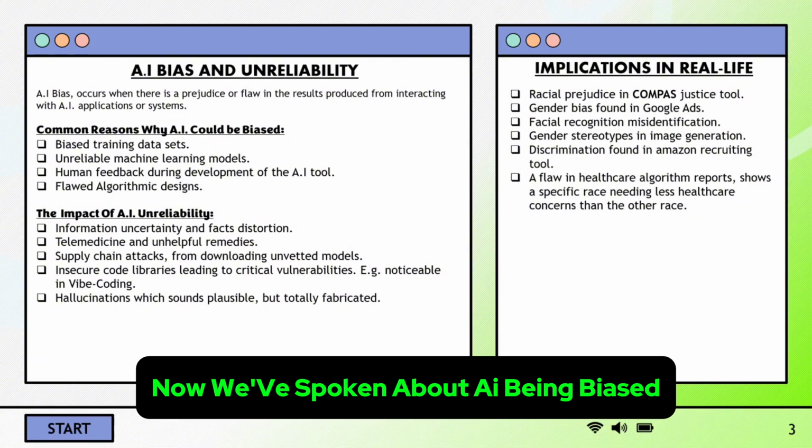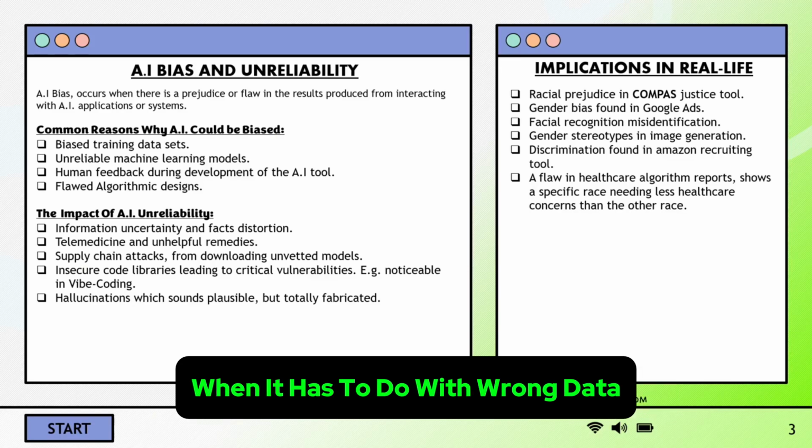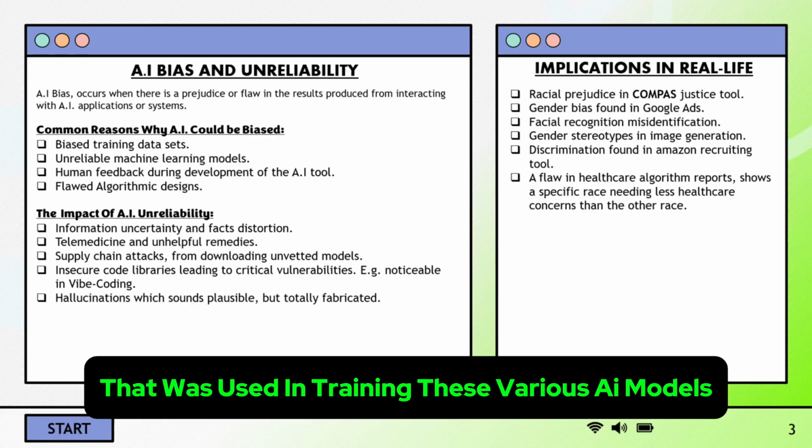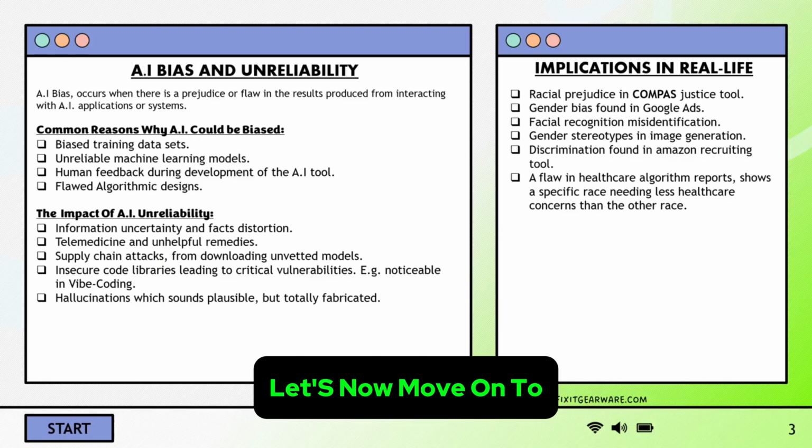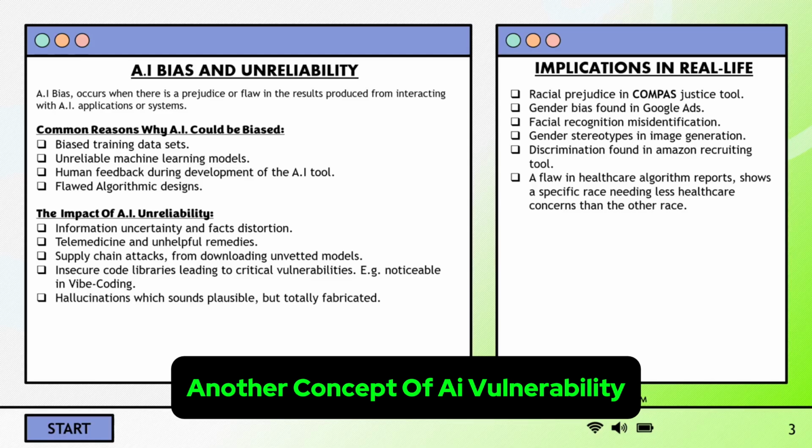Now we've spoken about AI being biased and the unreliability of AI when it has to do with wrong data used in training these various AI models. Let's now move on to another concept of AI vulnerability.